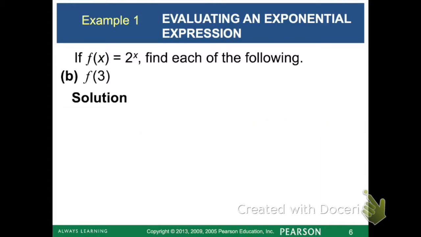Example 1, part B, same thing. We're going to evaluate f of 3. So we plug 3 into our x value. We get 2 to the 3rd, which equals 8.